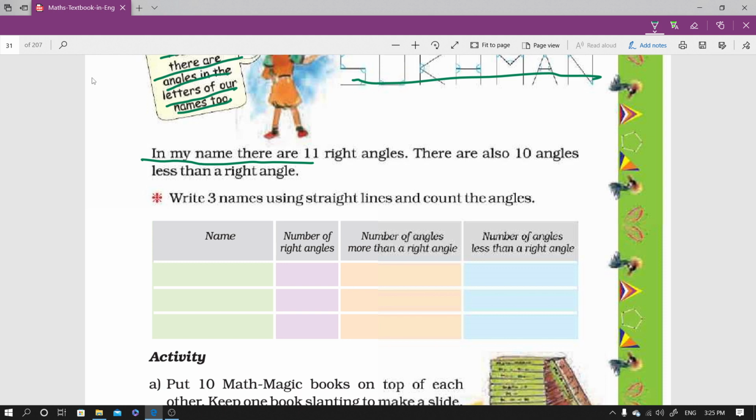In my name there are 11 right angles. There are also 10 angles less than a right angle. Write 3 names using straight lines and count the angles.